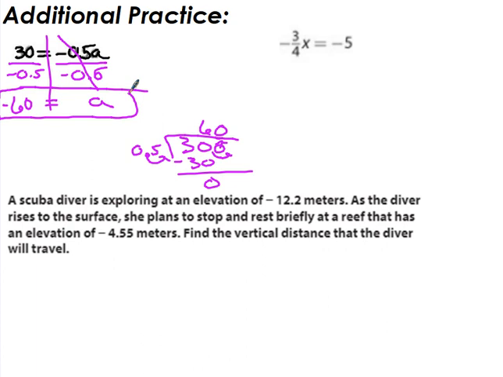Finally, negative 3/4 times x equals negative 5. Now for this one, what we would want to do is, this is multiplication. This is 3/4 times x. So the opposite of multiplication is division. So what I could do is I can divide by negative 3/4. I'm dividing by whatever number is being multiplied by. And I'm going to divide by negative 3/4.